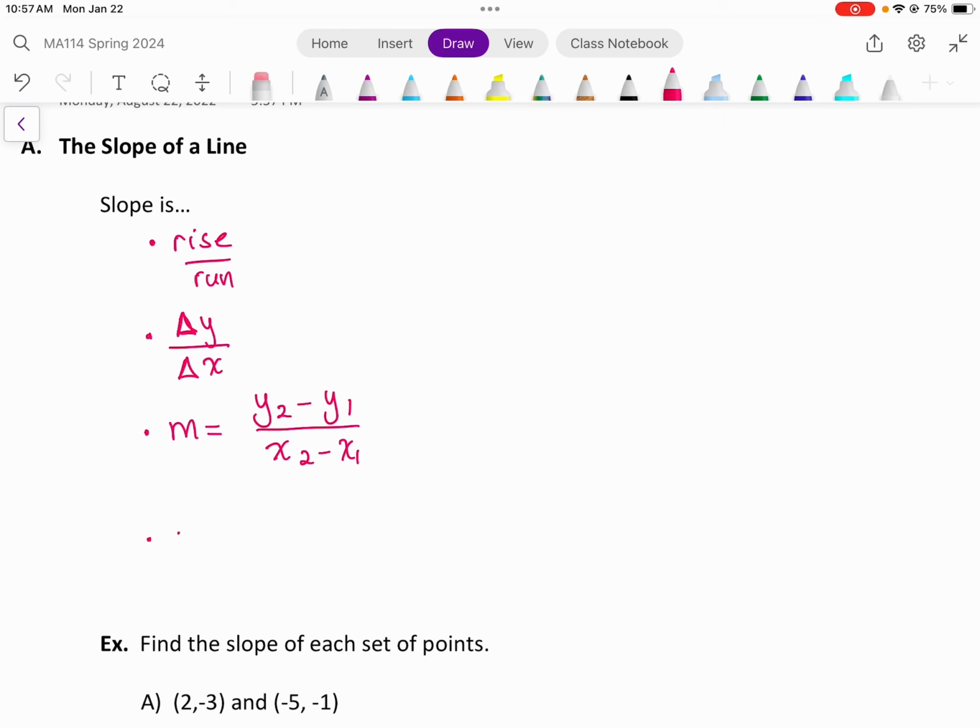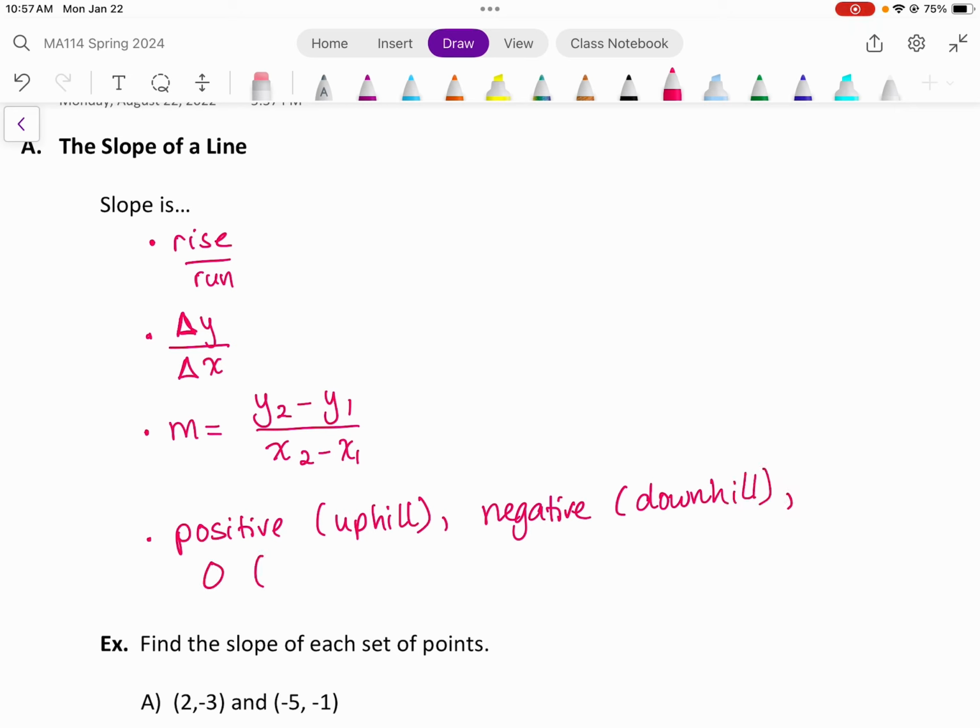Slope can be positive, so the line would be going uphill from left to right. It can be negative, so the line would be going downhill from left to right. It can be 0, that would be for a horizontal line, or it can be undefined, and that's for the slope of a vertical line.